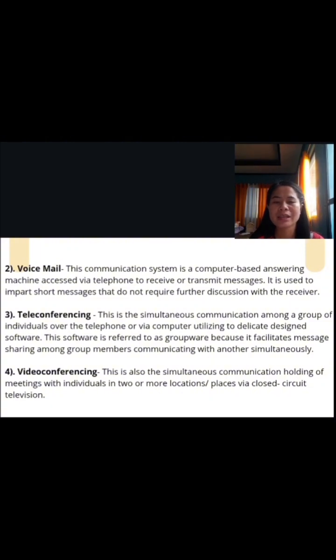This is also the simultaneous communication, holding of the meeting with individuals in two or more location places via closed-circuit television. It is the same as number 3. It is a video call using different platforms like Zoom or FaceTime.